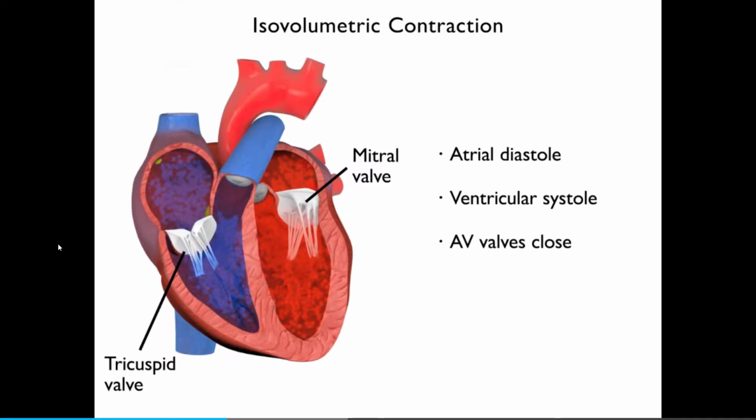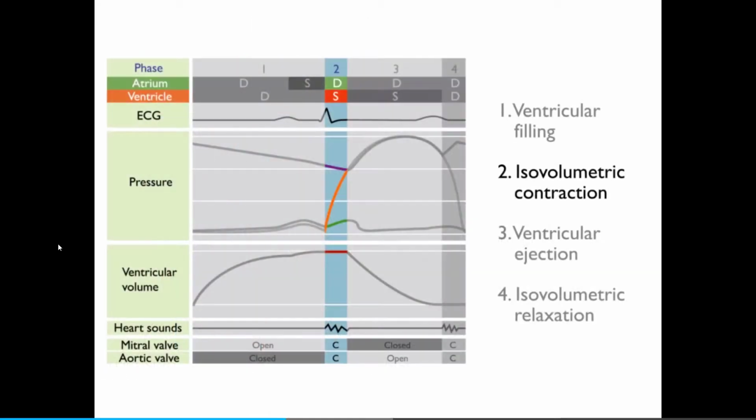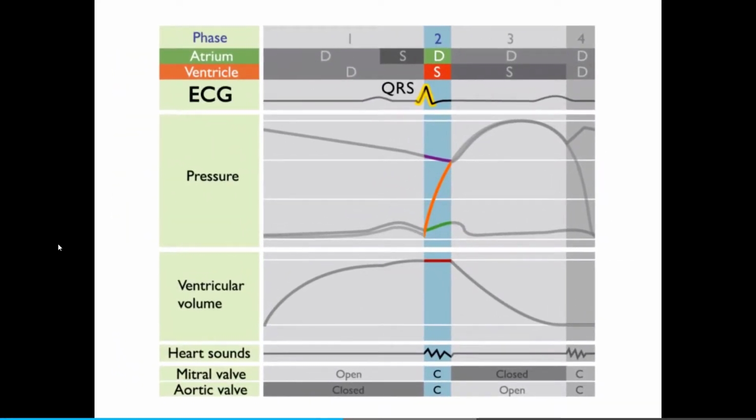However, ventricular pressure is not yet high enough to open the semilunar valves, so they remain closed. All four valves are now closed. Now let's examine the major events of isovolumetric contraction graphically, focusing on the left side of the heart. The QRS complex of the ECG is caused by depolarization of the ventricles. Ventricular depolarization initiates ventricular systole, which starts isovolumetric contraction.